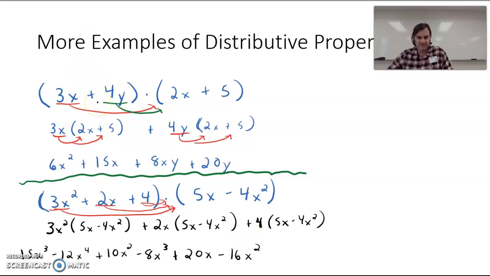And that's a lot of terms. That's 6. And the reason we got 6 terms right now is because we had 3 things times 2 things. So that gave us 6 things. But let's see. There's some like terms down here, I believe.